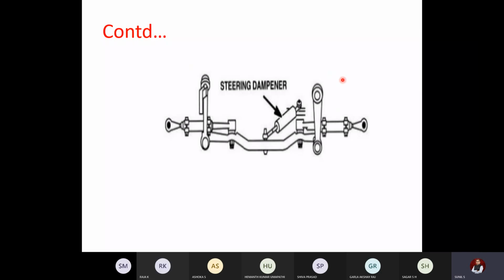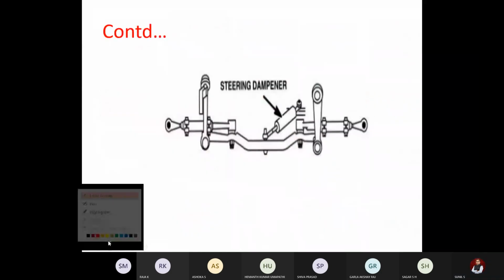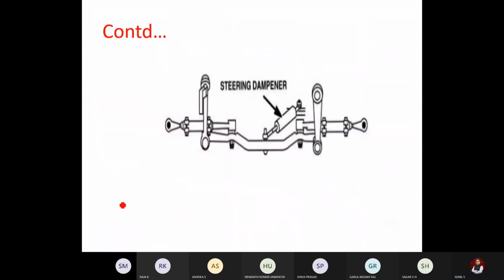For example, I'll try to demonstrate with a simple hand sketch. If you are moving through a curve like this, once the curve is over and the road gets stable, you will leave the steering. It has to move in the stable direction. If it reverses back rapidly, what happens? As the vehicle was moving in this direction, suddenly if you leave the steering, gradually it has to come back. Instead of coming back, it will start moving in the reverse direction.